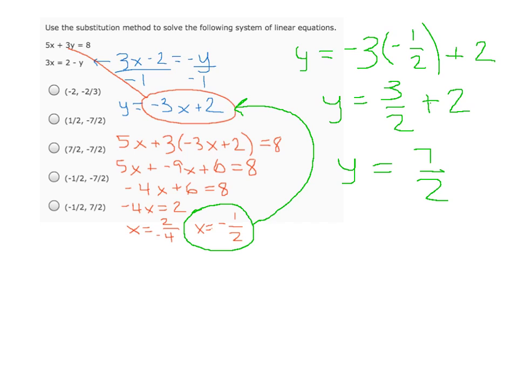So for our final answer, we want to put this as an ordered pair. So our x value is a negative 1/2, and our y value is 7/2. So we know our final answer is E.